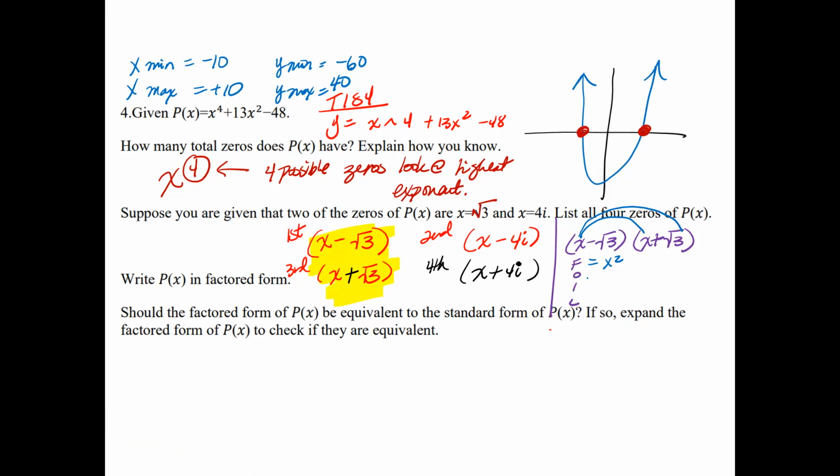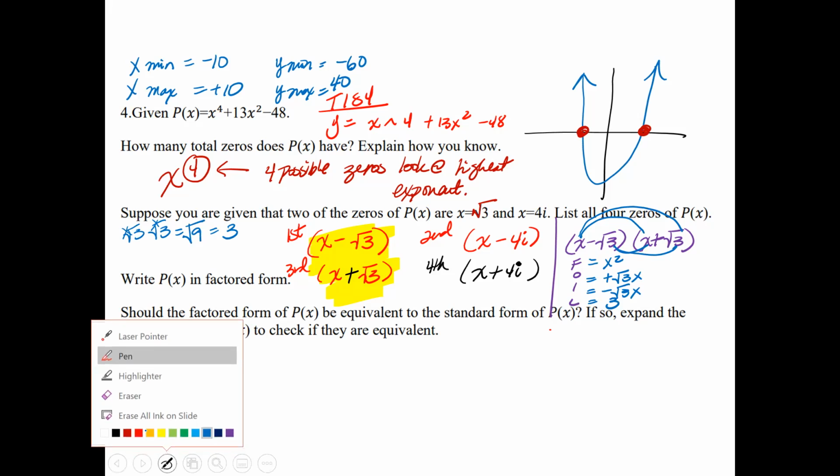O is outer, so x times a positive square root of 3 is a positive square root of 3x. Inside is going to be a negative square root of 3x. And your last is just square root of 3 times square root of 3. So when you have a square root of 3, because the numbers are exactly the same inside, your square roots just cancel. So what's 3 times 3? 9. What's the square root of 9? 3. So it's just going to be a 3.